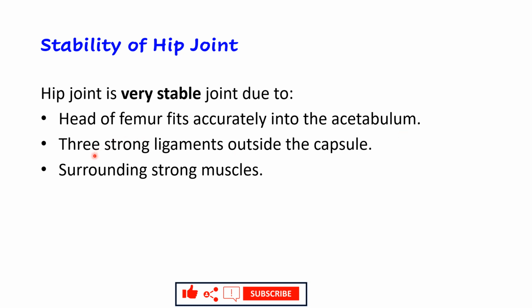Then we have very strong 3 ligaments which support the capsule from the outer side, on its outer surface. We also have some small surrounding strong muscles which will also provide stability to the hip joint. Besides that, the atmospheric pressure also helps in maintaining the stability of the joint.